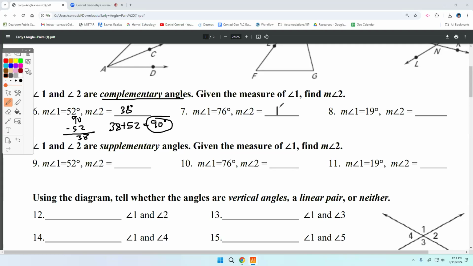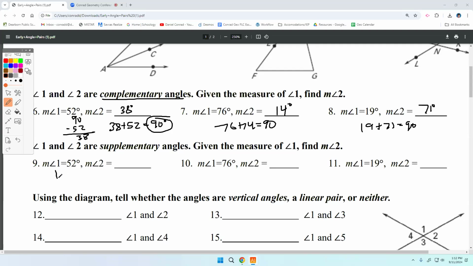All right, so then this one would be 14. Right, 14 plus 14 is going to give me 90. And then over here, 19 plus 71 is going to give me 90. Okay, so complementary means they add up to 90 degrees. Supplementary means they add up to 180 degrees. So we have two angles here.